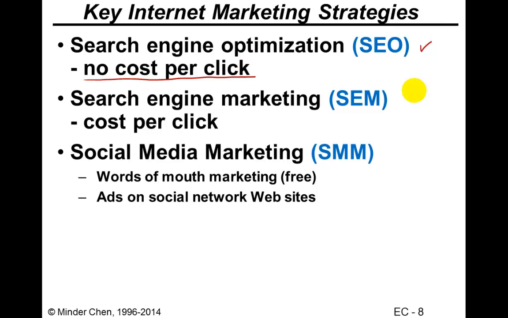Search engine marketing is paid internet marketing. When a user clicks on those sponsored links, you actually have to pay for it. It's cost per click. Just showing the link, you don't have to pay. It's when people click on it, click through. Last, but not least, is social media marketing, SMM, which relies on word of mouth marketing, which can be pretty powerful. And also you can purchase ads on social network websites.